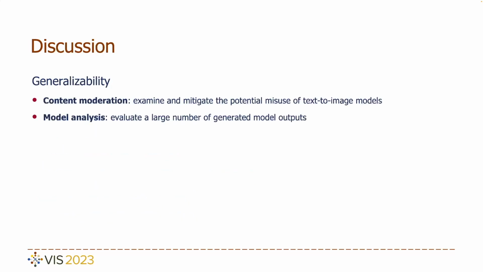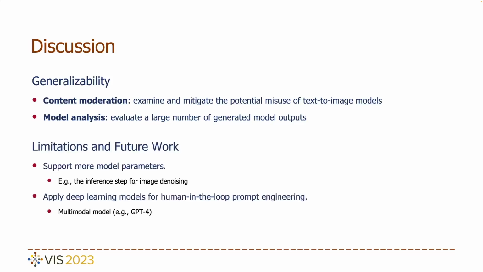Regarding generalizability, besides text-to-image creation, our system can be generalized to other scenarios. For example, in content moderation, our system can help examine and mitigate the potential misuse of text-to-image models. Or in model analysis, it can help model developers better evaluate model capability boundaries.